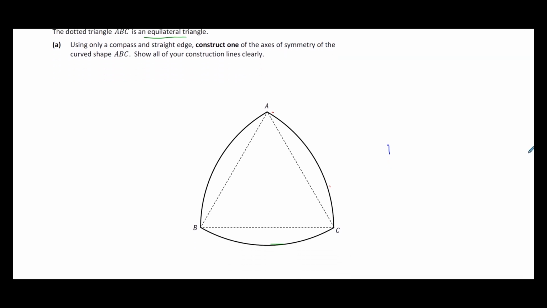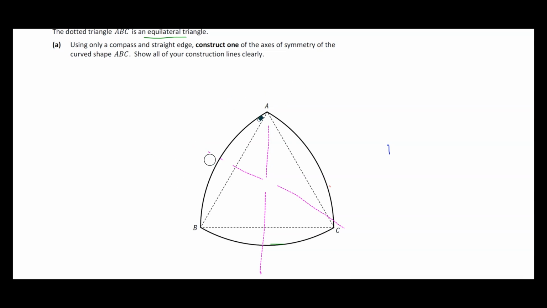Axis of symmetry basically means if I draw a line somewhere and I fold this shape, it will perfectly fold itself into two. In this case, if I draw a line exactly going through C and then I fold that, A will exactly cover B. And it doesn't matter whether we draw it from here. If I draw a line from A, then B will fold exactly onto C. So we have three axes of symmetry here. We can draw any of them that we want.